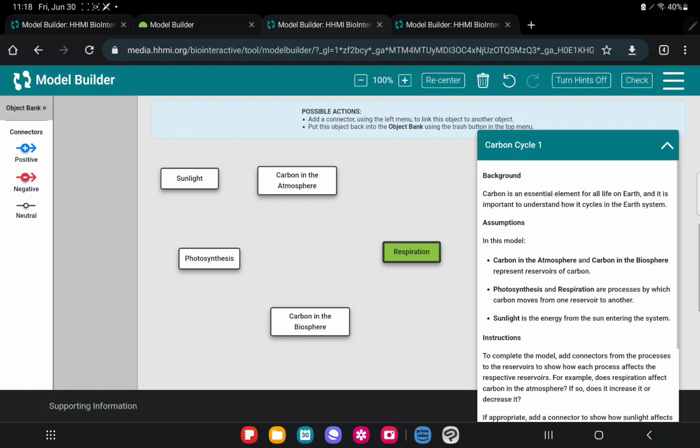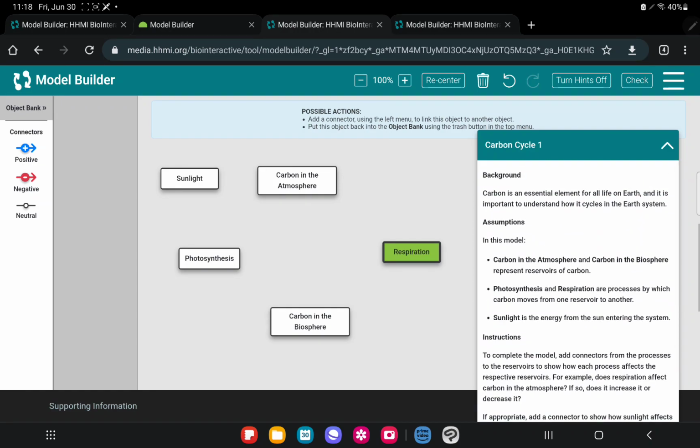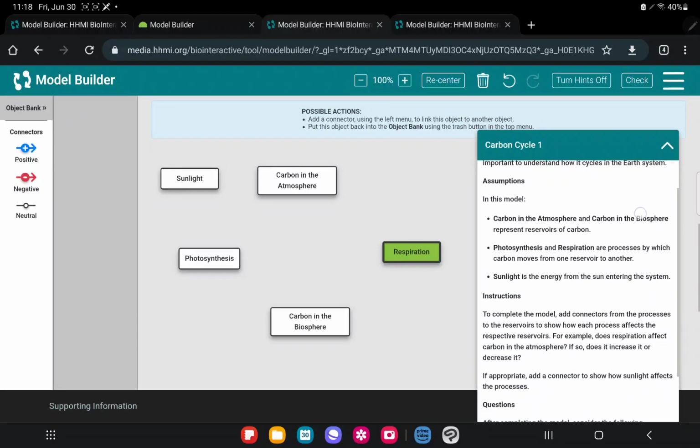And then I can read what the major assumptions of the model are. So carbon in the atmosphere and carbon in the biosphere represent reservoirs of carbon. Photosynthesis and respiration are processes by which carbon moves from one reservoir to another, and sunlight is the energy from the sun entering the system.